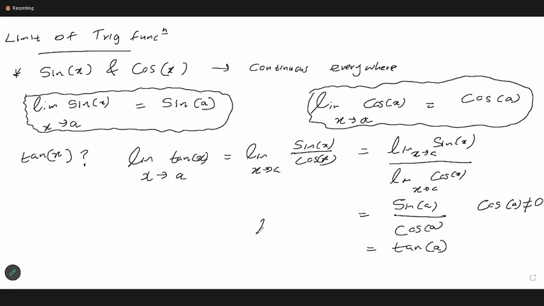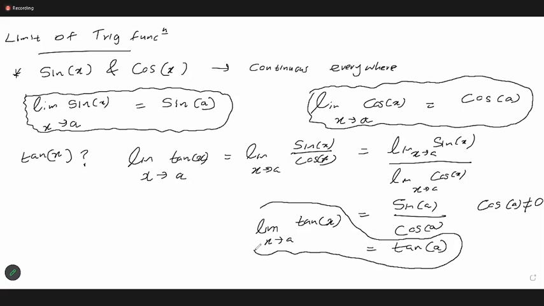Okay. Now you have something very beautiful. The limit of tan x when x approaches a, right? You can just plug in the value for tan also, just like sine, but we have a condition, cos a not equal to 0. So that means a should not equal what? Cos 5 over 2. What is the value of cos 5 over 2?